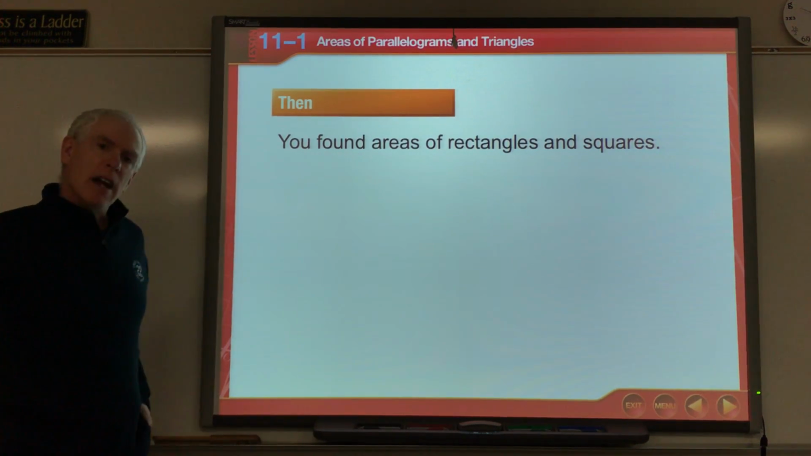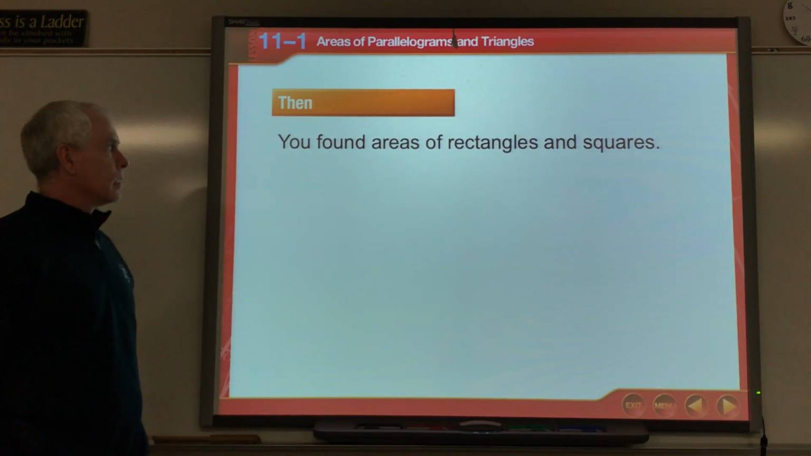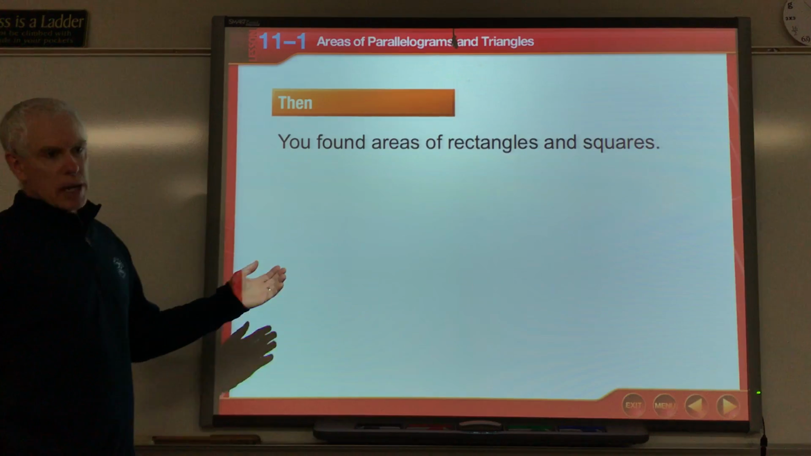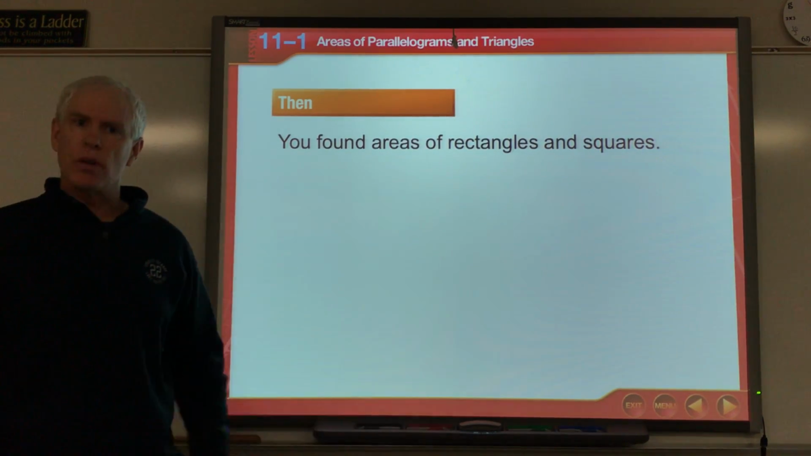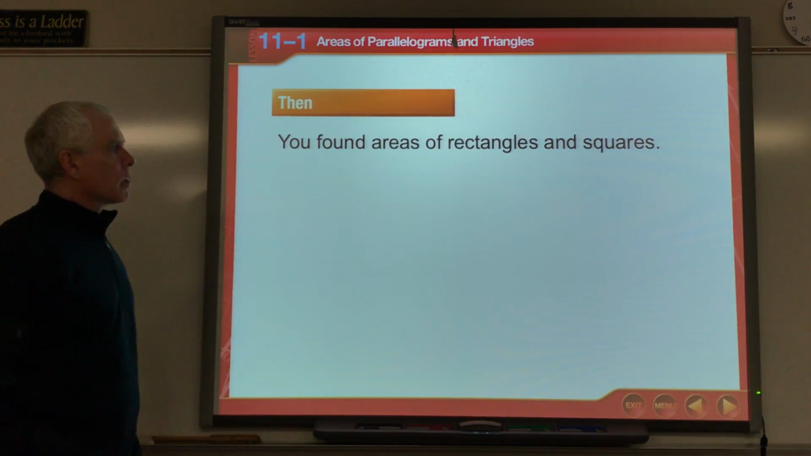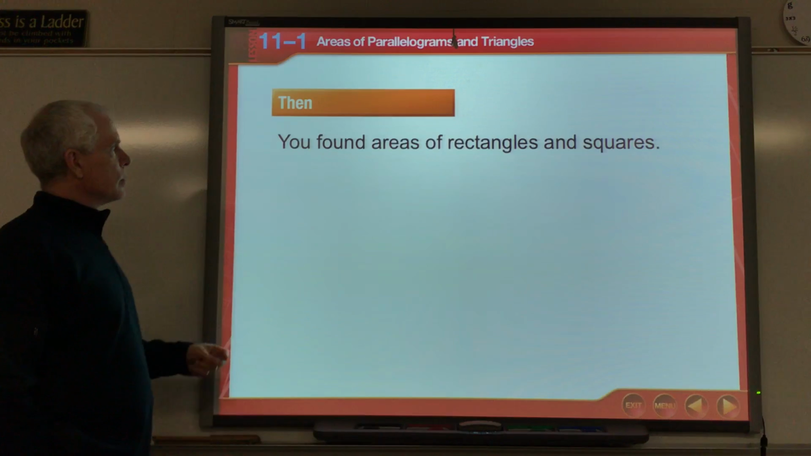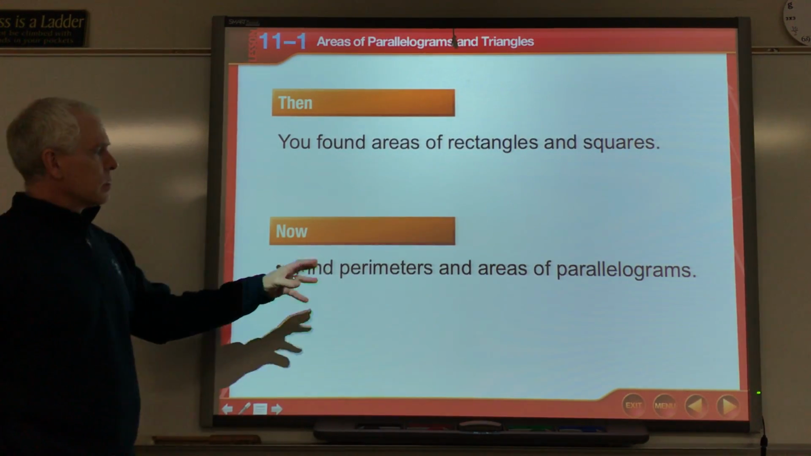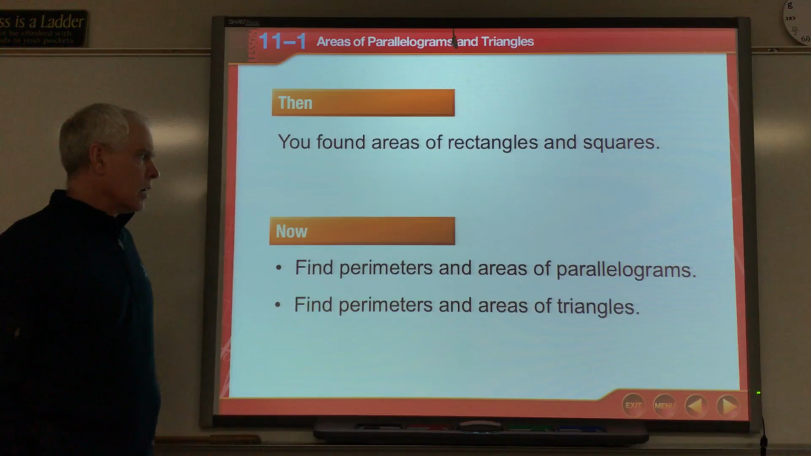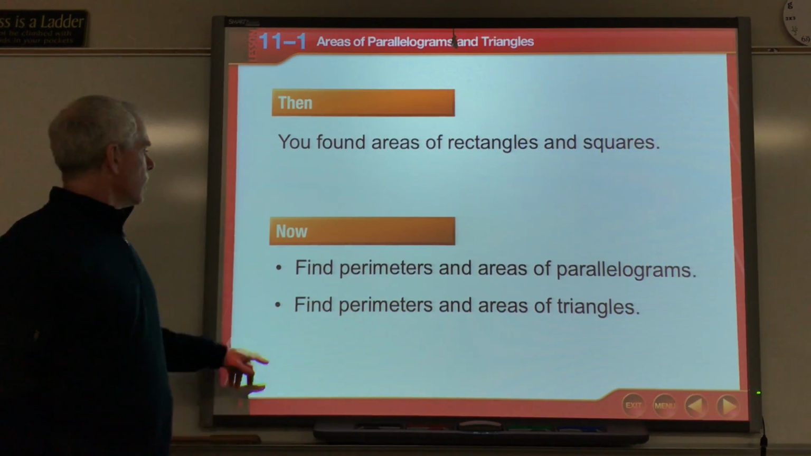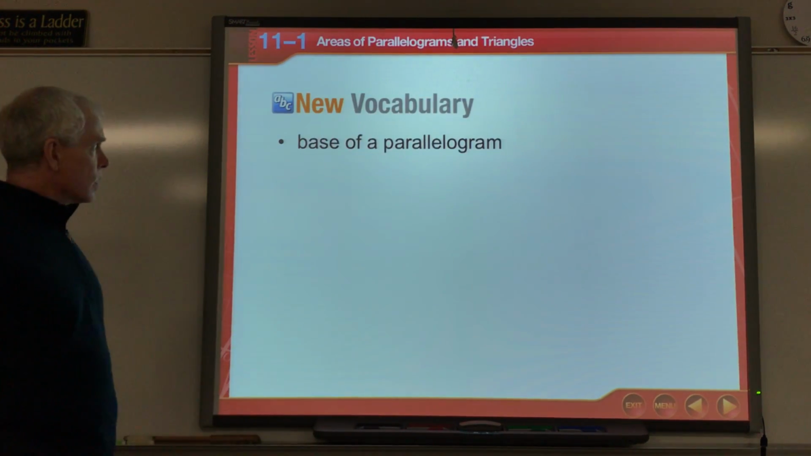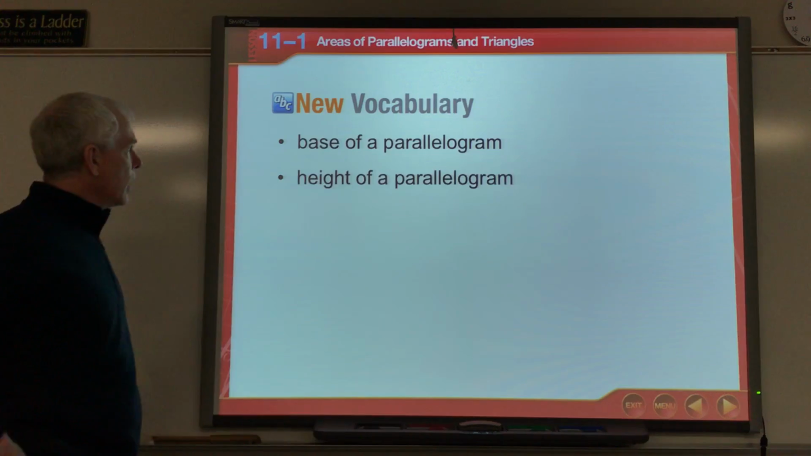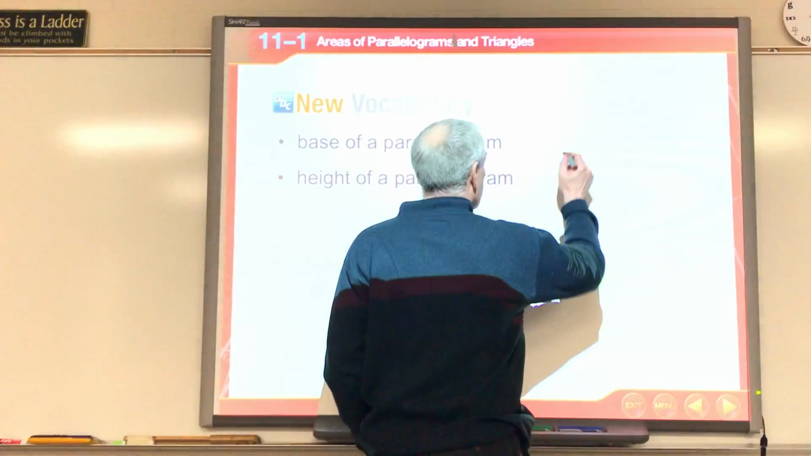And we're going to be dealing with area and perimeter predominantly here. So that'll lead us into chapter 12, which is surface area and volume. But for now, we're going to stick with area and perimeter. So rectangles and squares we should be comfortable with. We're going to talk about parallelograms and triangles today. Okay, so base of a parallelogram and height of a parallelogram.